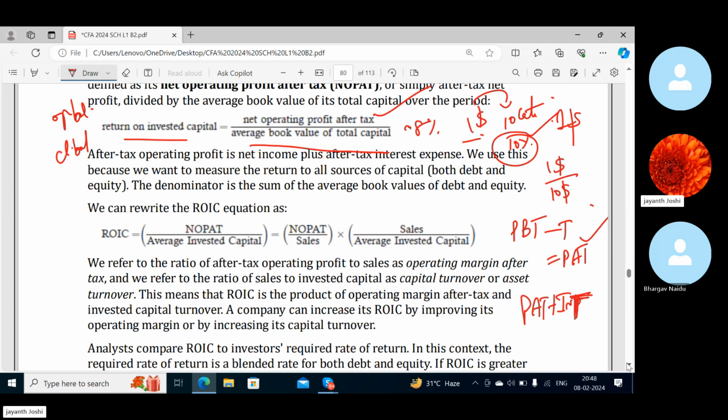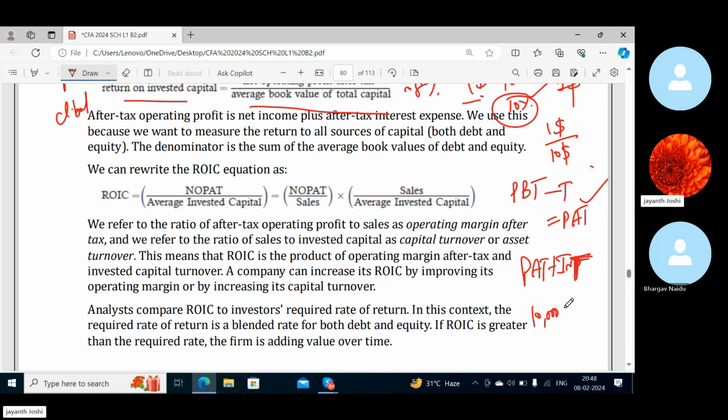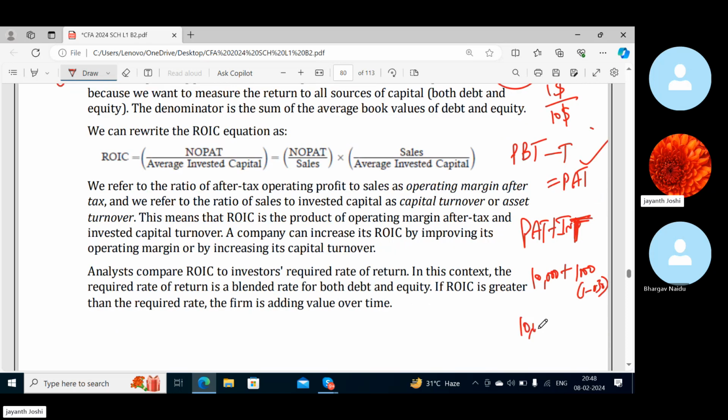Let's say my PAT is 10,000. My interest expense is 1,000. That is before tax. So I'll be removing tax from this: 1 minus 0.30. Tax is removed. So 10,000 plus 700. So 10,700 is my net operating profit after tax. Okay. Please tell me yes or no.